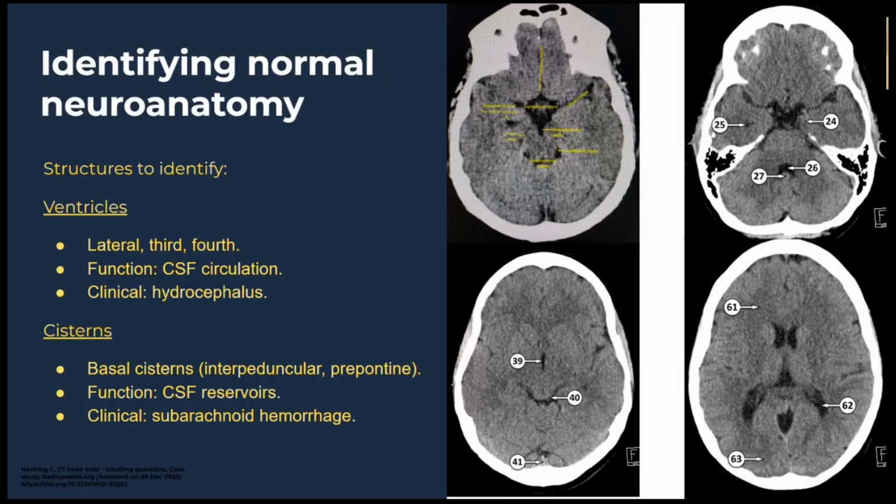And then we have a few labeled CTs here of the ventricles and cisterns. It might be a bit difficult to see, so I don't think the images are that big. But would anyone be able to put the number in chat of which one they think the lateral ventricles are? There's three or four numbers on each image. The lateral ventricle should be in the bottom right image, so it's either 61, 62, or 63. Yeah, so 62 is the lateral ventricle.